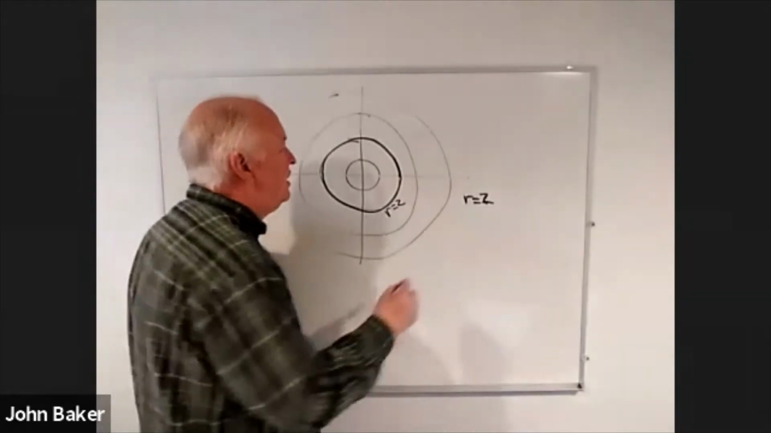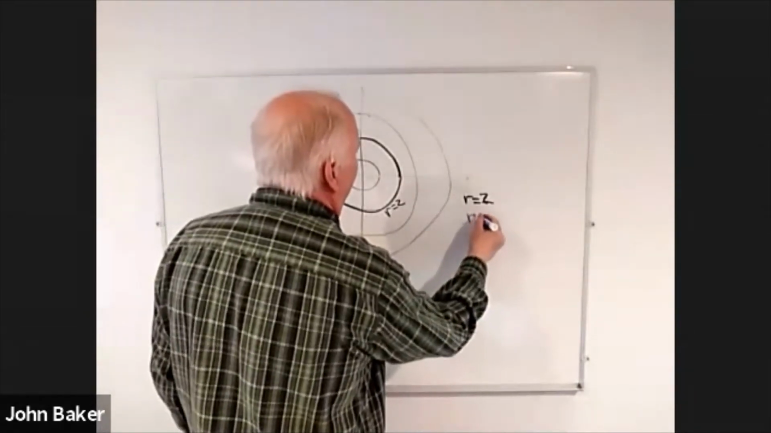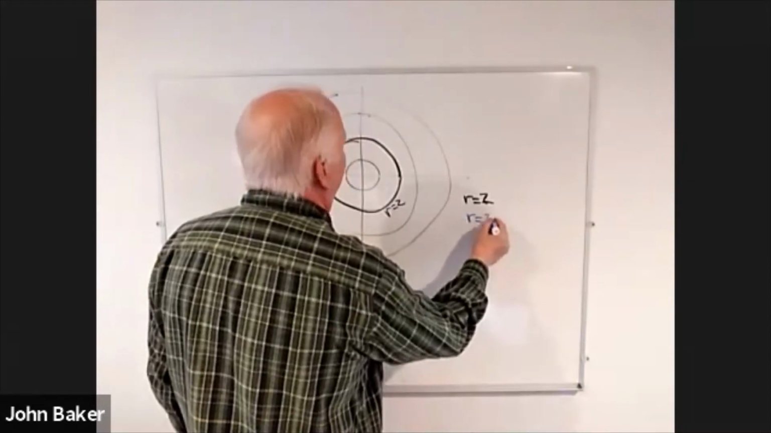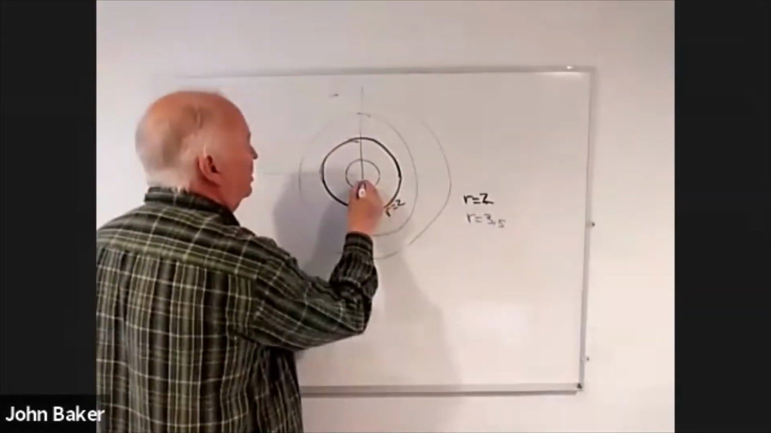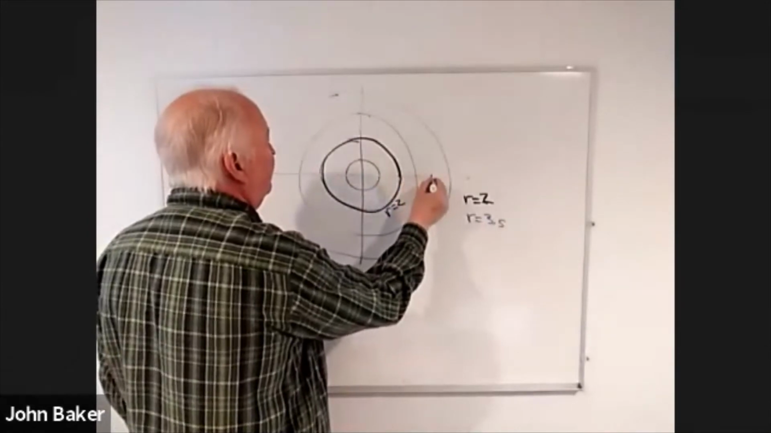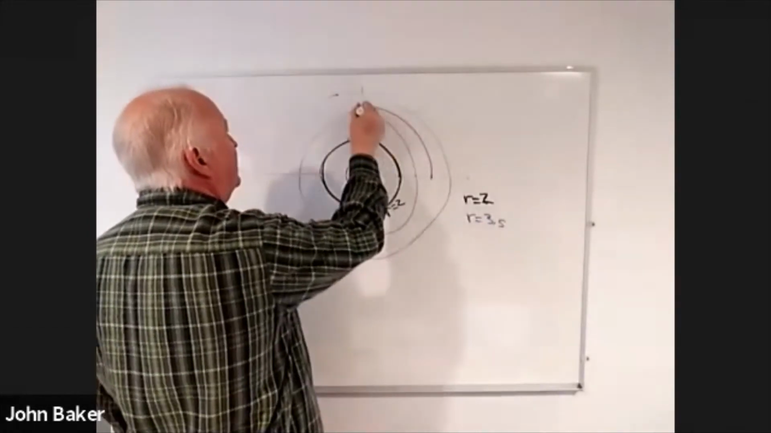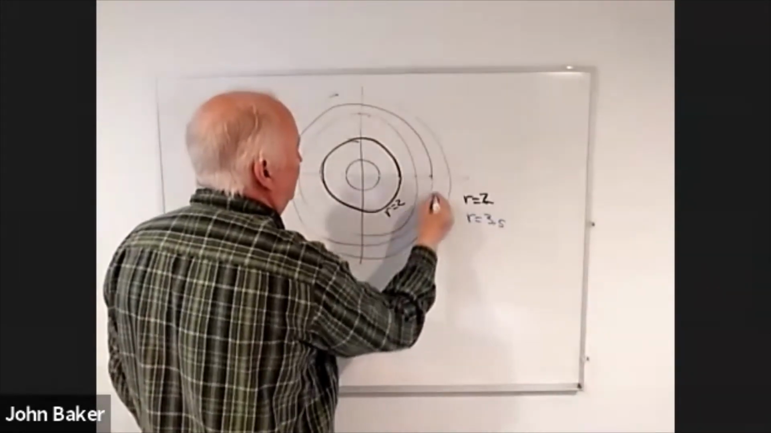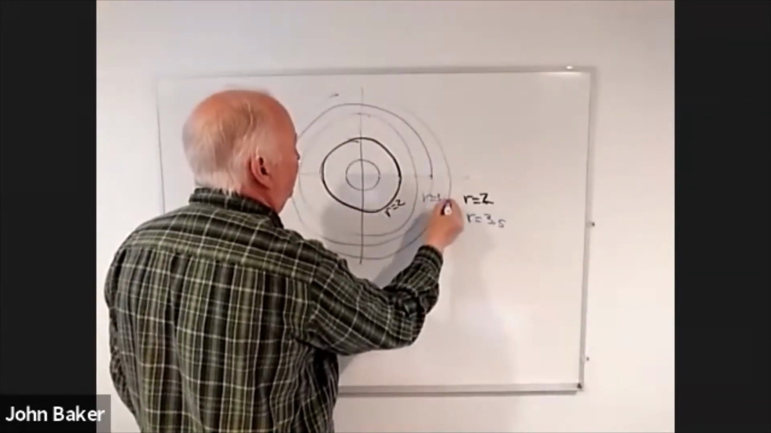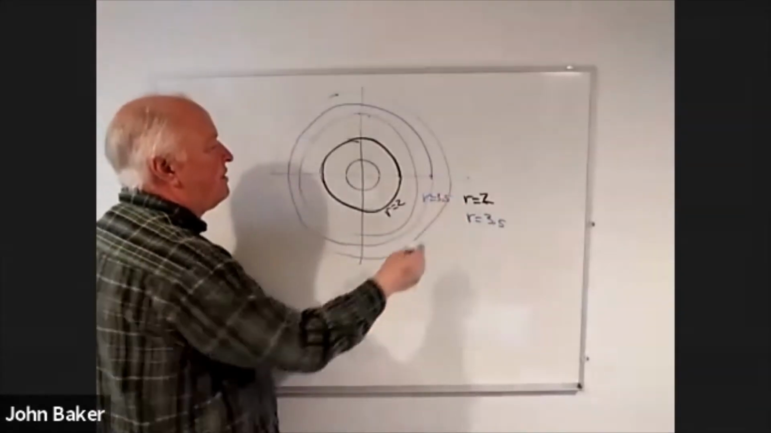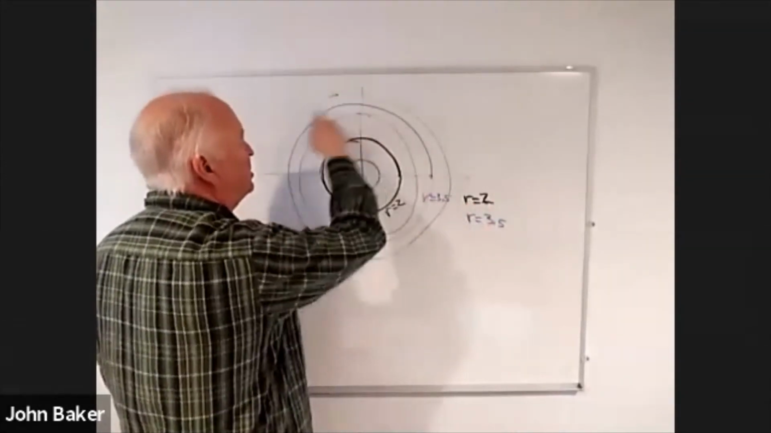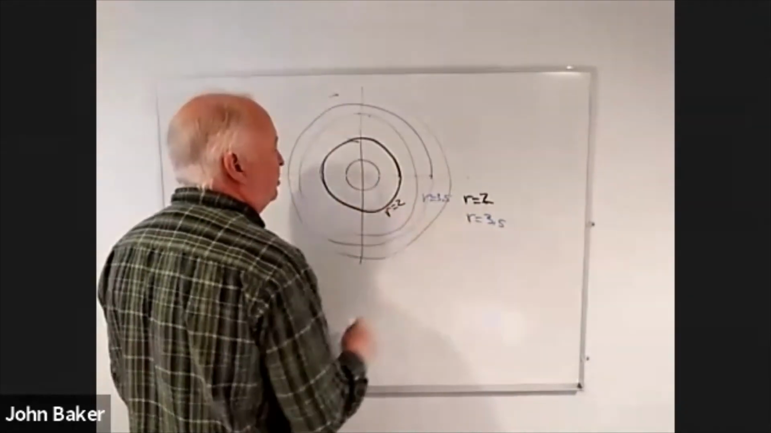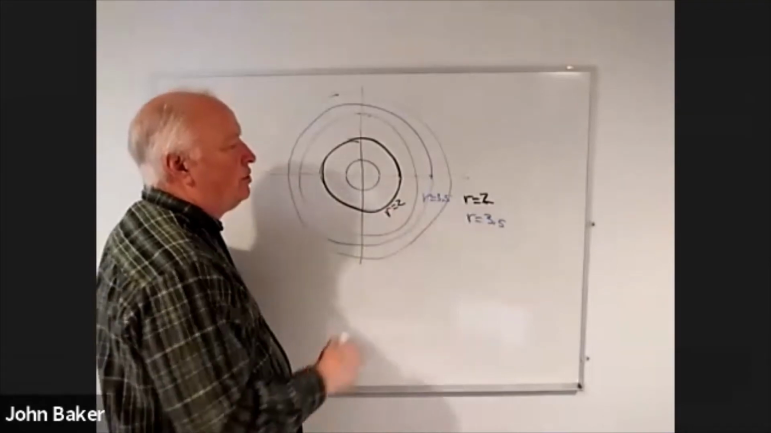Suppose I want r equals 3.5. Well, 1, 2, 3.5. So this would be r equals 3.5. So a graph r equals a number is just a circle with the center at the origin at that particular radius.